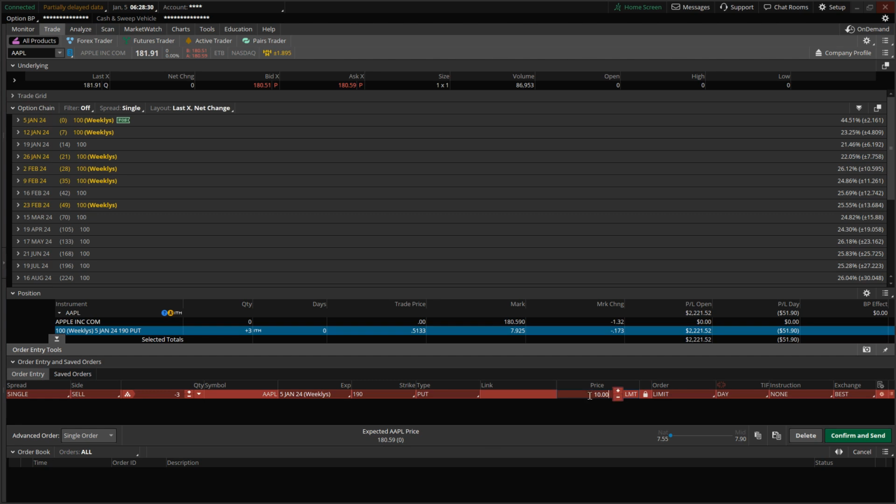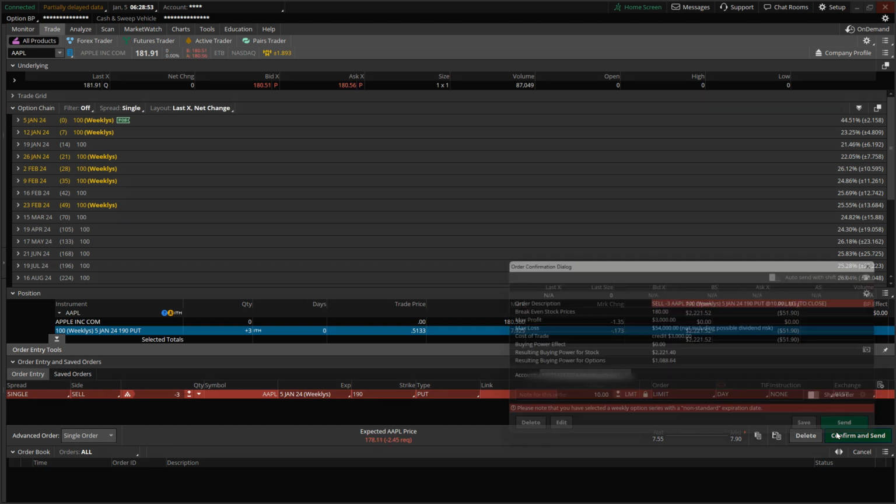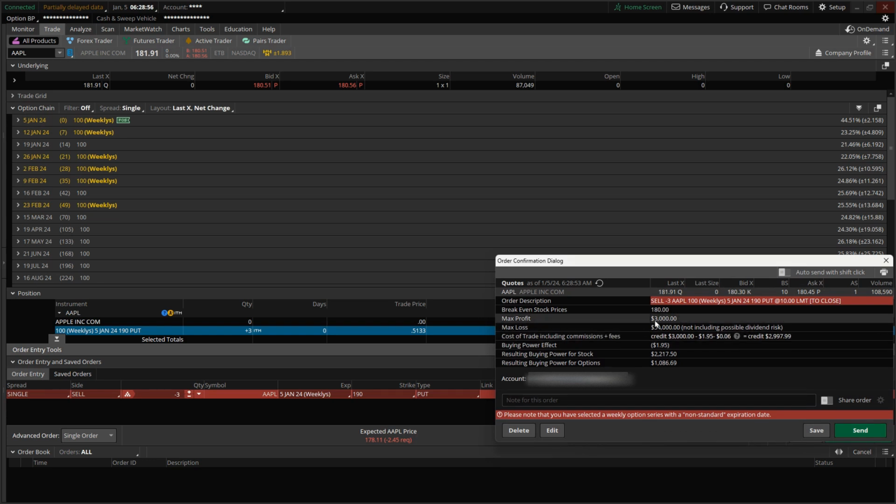Maybe if we do 10.50, that would put Apple at 177. I don't know if it's going to get that low. It could, but I'm going to go ahead and put it at $10. And that's a take profit of $3,000 right here.